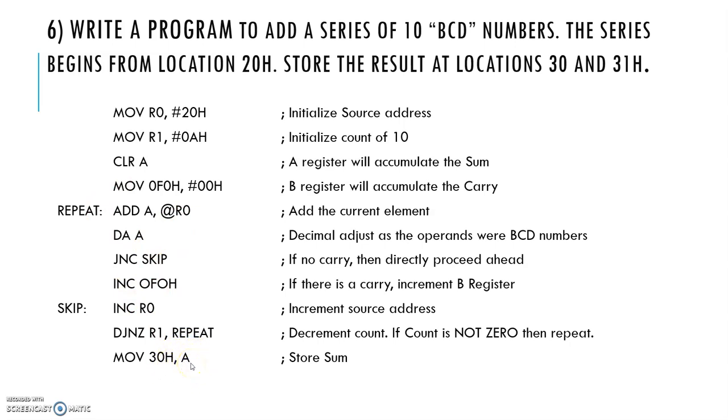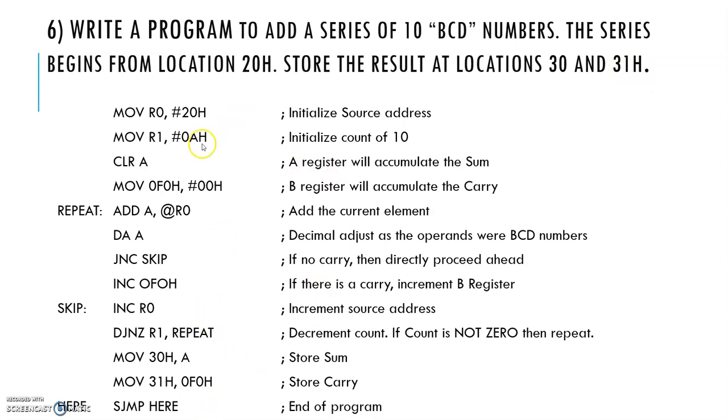in A register. So that sum should be moved to the location 30. So move 30 hex comma A. That is, first we need to represent the destination. Then the A register value is copied to 30 hex. And move 31 hex comma F0. The carry will be in B register, that is moved to the 31 hex memory location. And now the program ends.